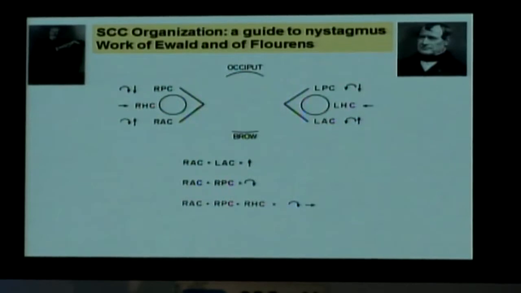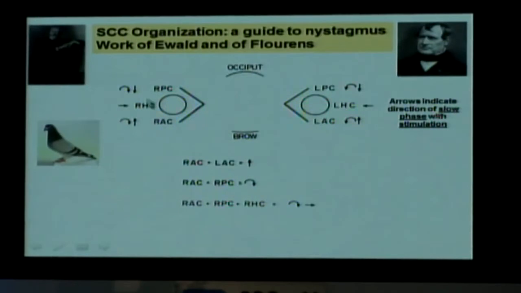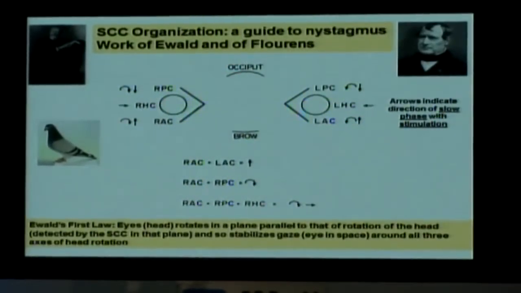Now, let's talk about vestibular nystagmus. Ewald and Florenz did fabulous work in the 19th century, both using pigeons, on figuring out what each canal does if you stimulate it. Here's a little diagram which shows you, it's as if you're looking down on someone's head, and you can see the lateral canals are here. These are the vertical canals. The arrows tell you the direction of the slow phase if you could artificially stimulate those canals. Okay? So, Ewald's first law came out from here.